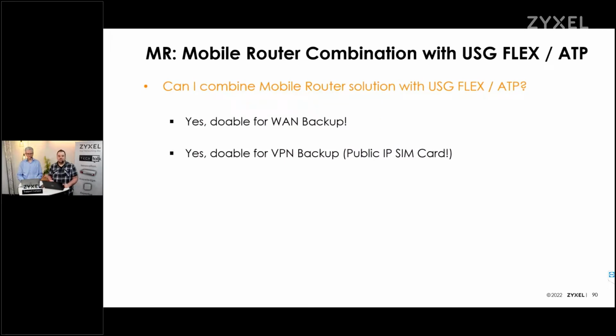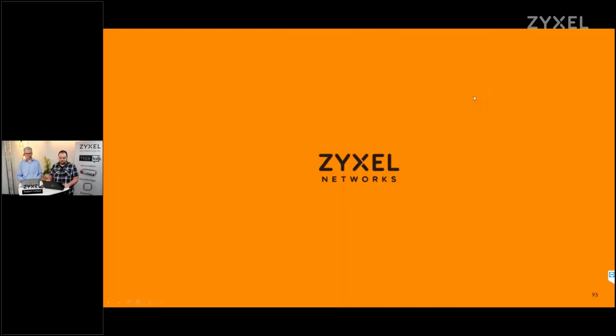Two important questions. Can I combine this mobile router with our USG Flex ATP? Yes, this is doable. We can use it as a WAN backup, as a WAN 2 backup line, as a load balancer, and also for VPN backup. How this works and how it needs to be configured, you can already find in our knowledge base, support.zyxel.eu. The article with screenshots and step-by-step guides is ready for that.